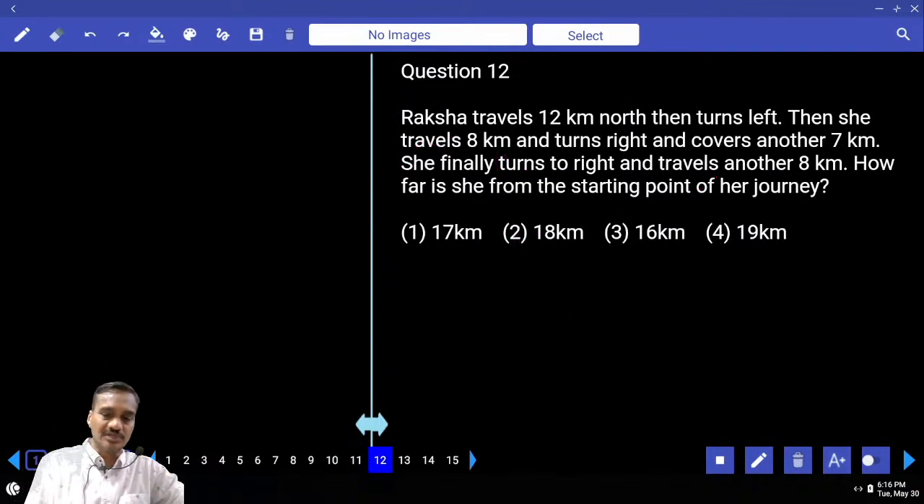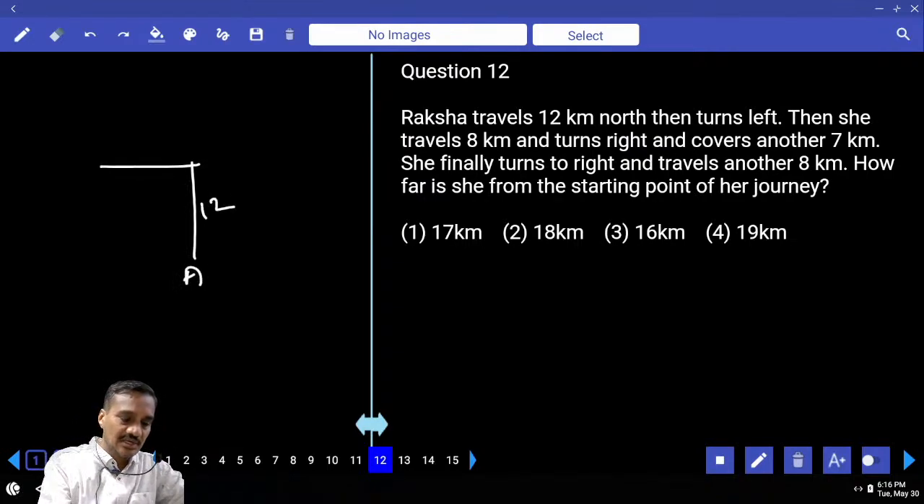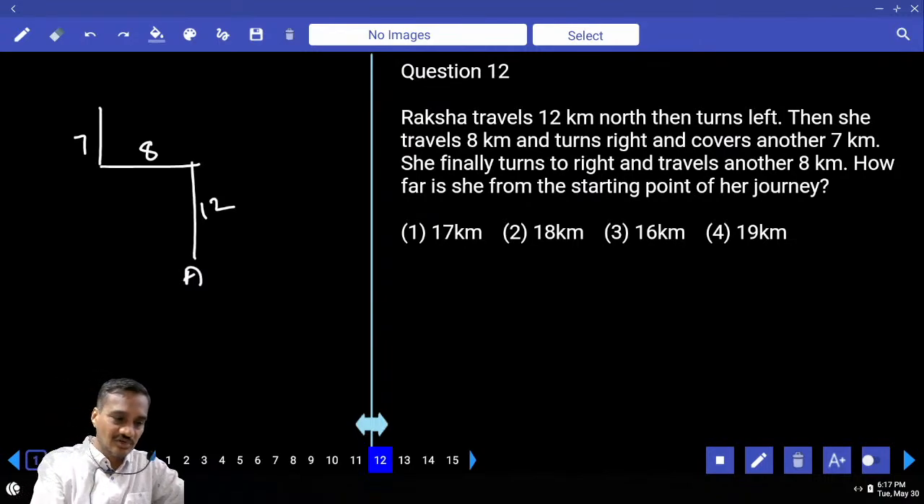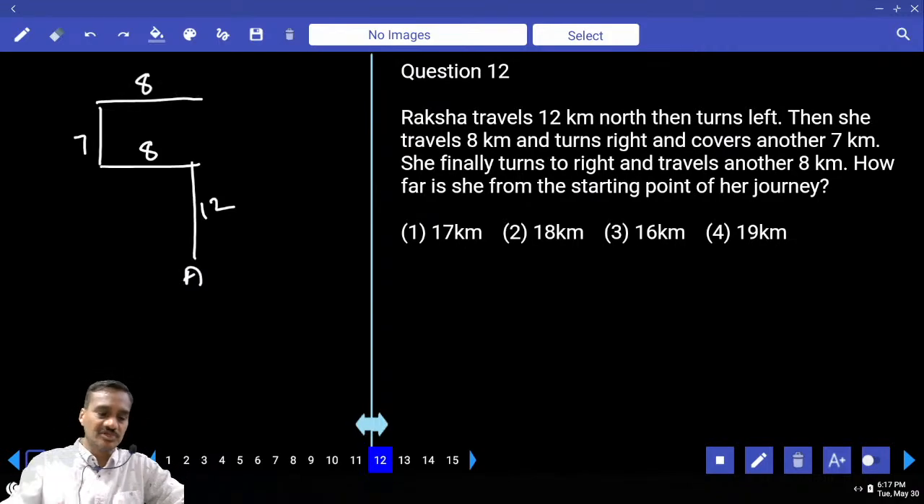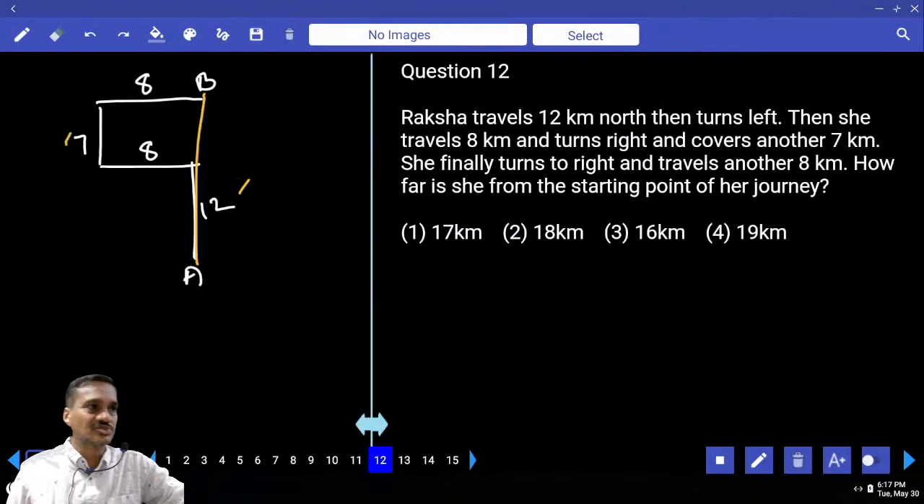Now Raksha travels 12 kilometers north. Now this is the starting point. From here she walks 12 kilometers north. Then turns left. She travels 8 kilometers. Left hand side travels 8 kilometers. And turns right and covers 7 kilometers. She finally turns right and travels another 8 kilometers. From here, another 8 kilometers right hand side. How far is she from the starting point? A is the starting point and B is the final. Now 12 plus 7 is how much? 19. Now total distance is how much? 19 kilometers. That is choice 4, question number 12.